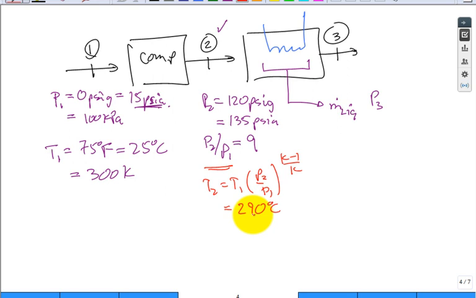There is no chance you're going to condense the fluid at state 2. But once you take it through the cooler, allow it to cool, like I'm modeling a heat exchanger, that's when you will get the condensation. So let's continue to work on this.